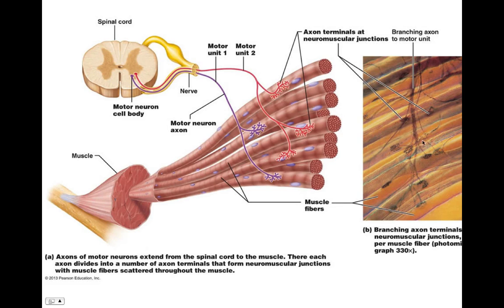And you're going to see this in the histology slides that we're going to be looking at next. So here are the axons. These are the things that are taking the electrical impulse down to the muscle fibers. So these axons are carrying the electrical impulse.